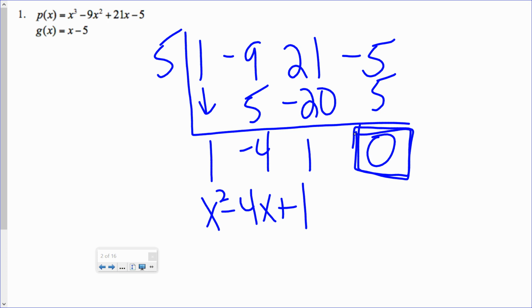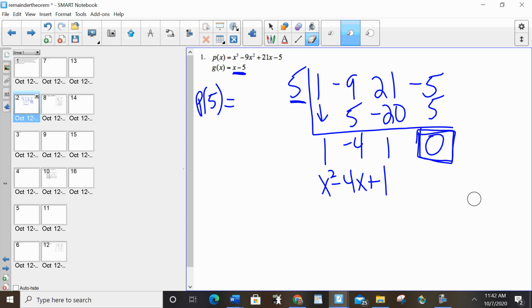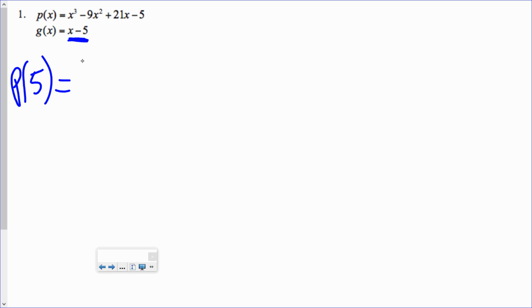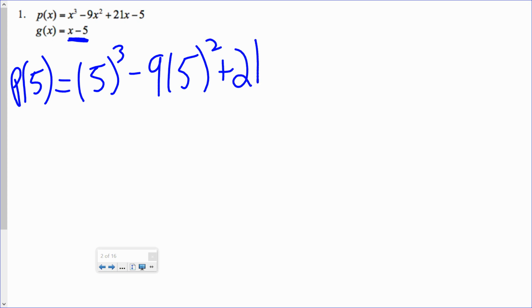Now, there's an easier and faster way to find the remainder, and that is using what's called remainder theorem. So here's how remainder theorem works. I am going to substitute the opposite of what I'm dividing by. So this number that goes outside for the synthetic division, I'm going to substitute that value into the function. So I'm going to erase this to create some more space. And I'm going to do 5 cubed minus 9 times 5 squared plus 21 times 5 minus 5.